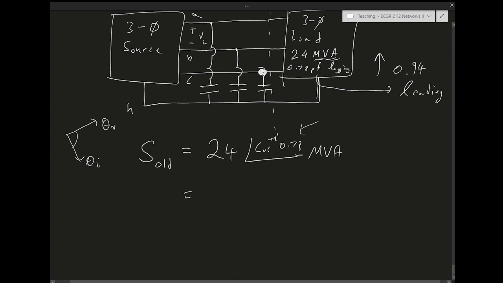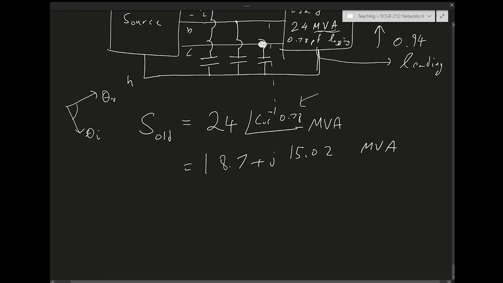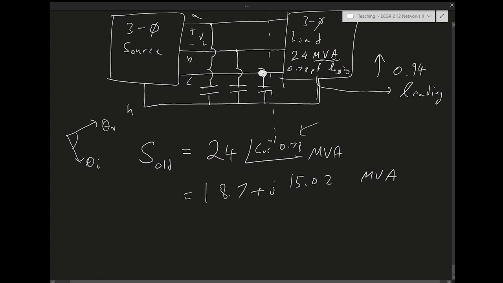So if I put this inside the calculator, I'll get this value for S old. I'll get 18.7 plus j15.02 MVA. Okay. Right. So this is, by the way, theta old. This is the theta that corresponds to 0.78 power factor lagging.